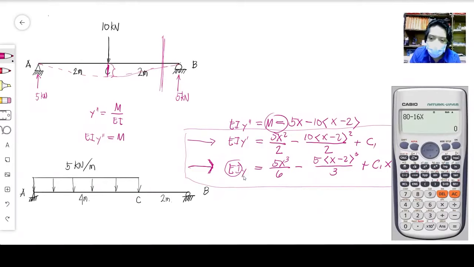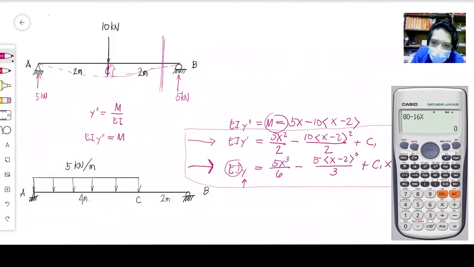So, what we need to find is y. The question asks for the deflection at point C, meaning we will use this equation. But there is a problem. Take note, what we need is y. So, based on this equation, you need to find the value of x. Evaluate x at this point.